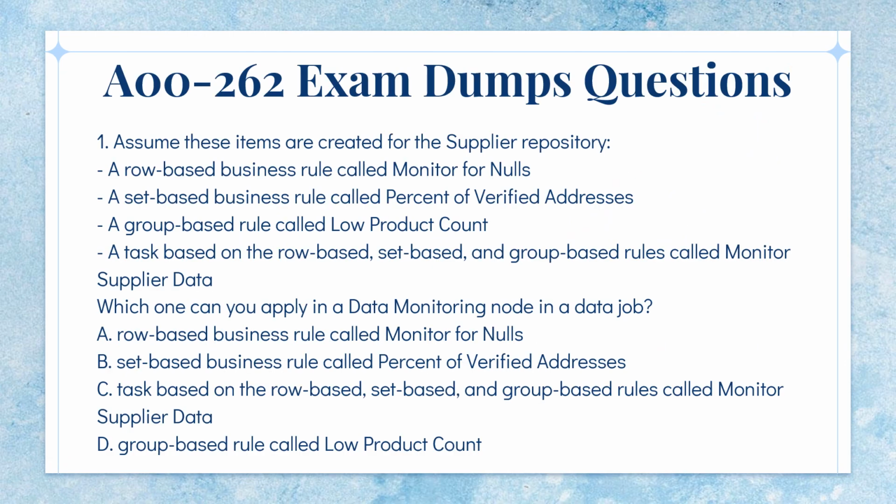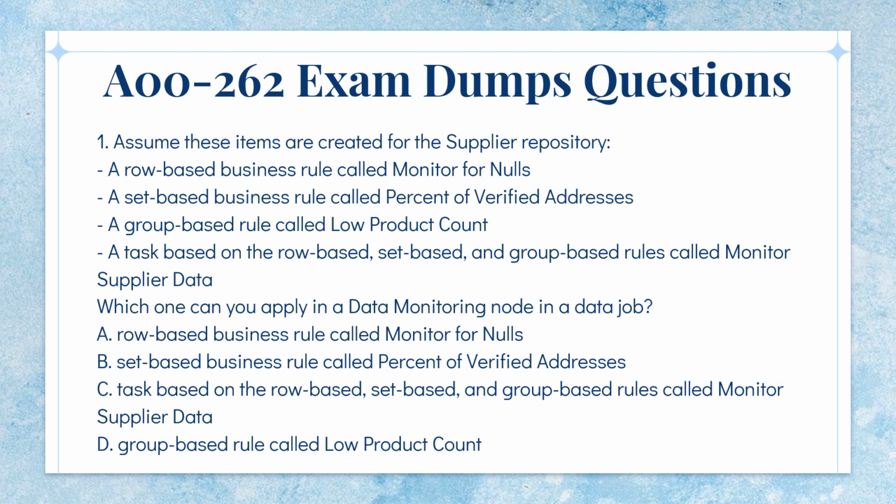1. Assume these items are created for the supplier repository. A row-based business rule called Monitor for Nulls. A set-based business rule called % of verified addresses. A group-based rule called Low Product Count. A task based on the row-based, set-based, and group-based rules called Monitor Supplier Data. Which one can you apply in a data monitoring node in a data job?